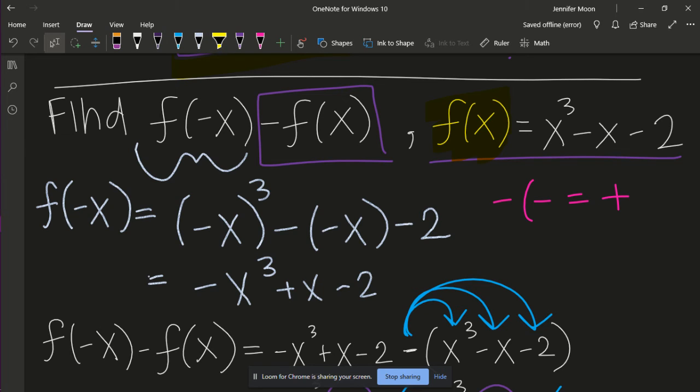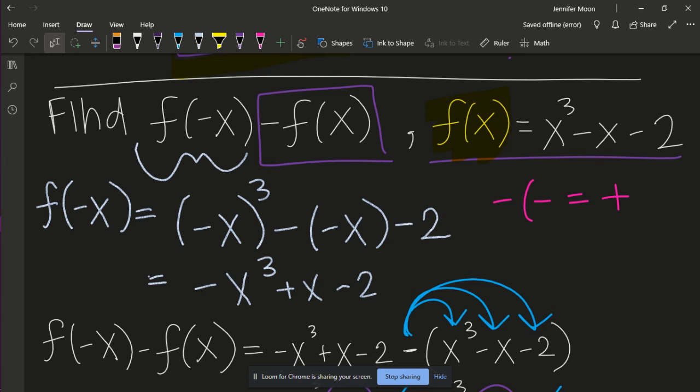Okay, so what I did first, because I know I'm going to need an f of negative x, is I actually solved for f of negative x, which was me plugging in a negative x for every x that I saw. Then I used that fact that if your negative x is being raised to an odd power, you have a negative x. And then I evaluated that middle term right there. It was a negative times a negative. I got a positive, and then I have my negative 2.